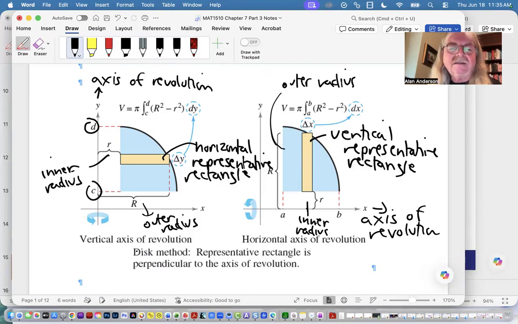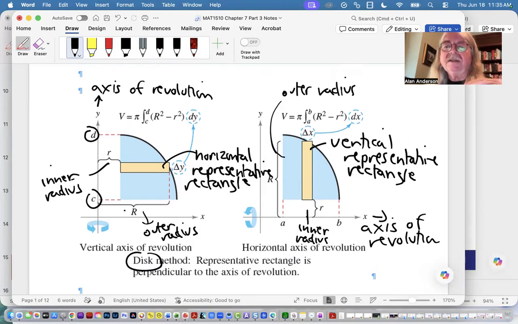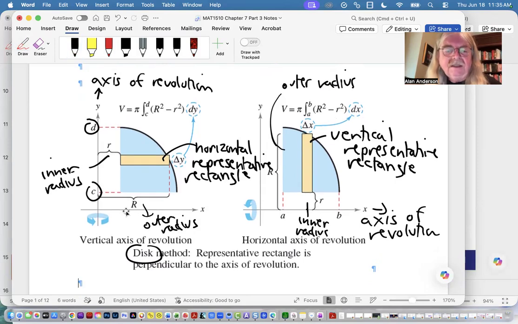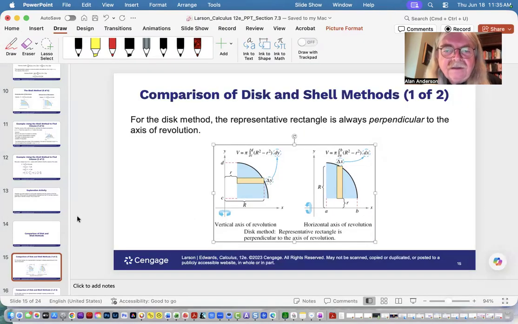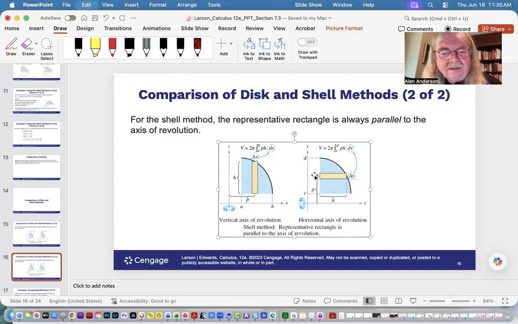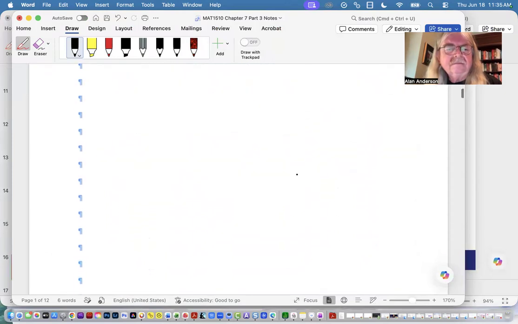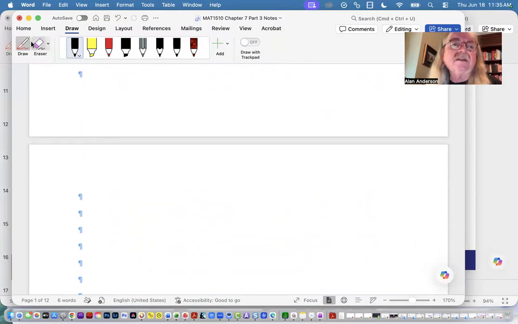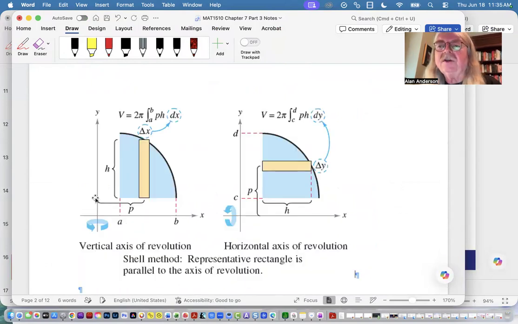Anyway, so this is disk. They want to remind you how this works so that you can see how it's different from shell. Shell just means that the representative rectangle is parallel to the axis of revolution. That's the main difference. So I think they have a graph of that right here. Why, yes, they do. Let's take a look. What that basically means is that for any case where you could use disk, you could also use shell. You can always go either direction. But anyway, so here's shell.